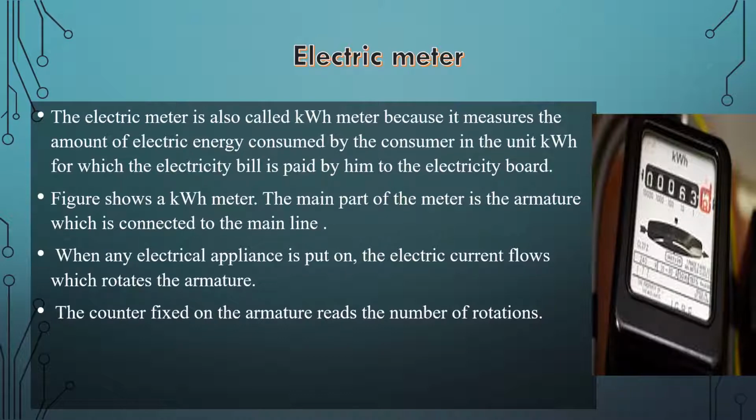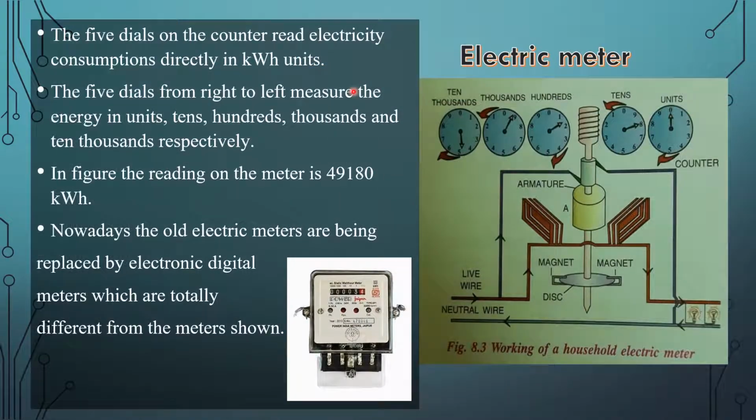When any electrical appliance is put on, the electric current flows which rotates the armature, and the counter fixed on the armature reads the number of rotations. Children, look at the diagram given on the right side. It shows the 5 dials on the counter which is used to read the electricity consumption. The 5 dials from right to left measure the energy in units, tens, hundreds, thousands and 10,000 respectively.